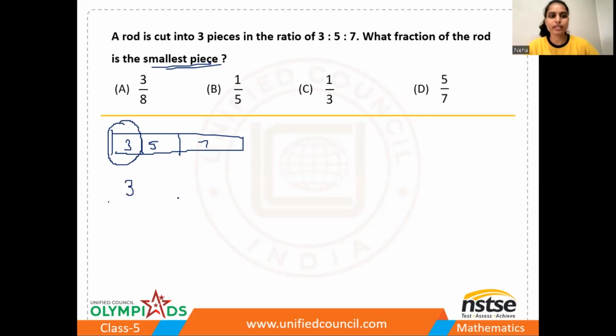So yes, 3, and here we have to find the fraction. In a fraction, what do we write in the denominator? Yes, the addition of all the ratios, that is 3 plus 5 plus 7. So 3 divided by 12, sorry, this is 15. So this is 3 divided by 15. Let me correct this.